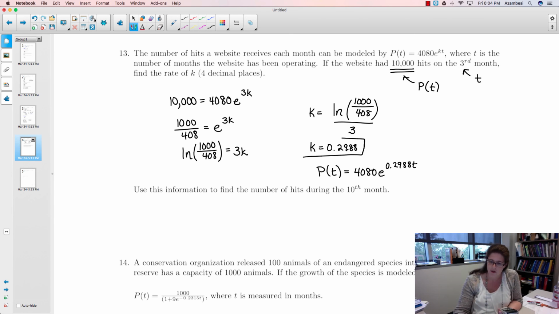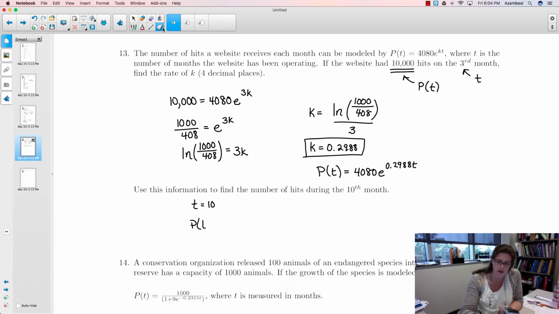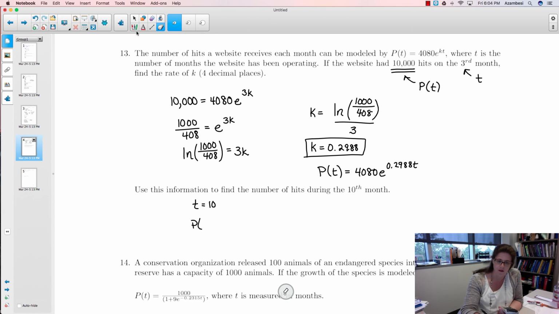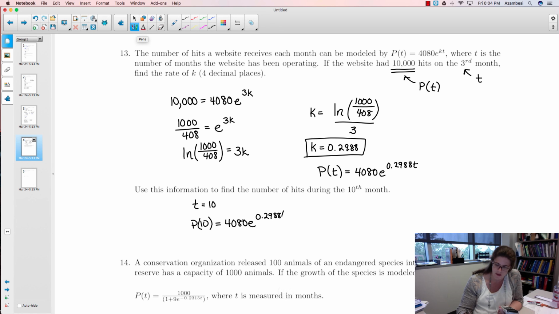Now the resulting function is important because I'm going to use it to answer part B. Use this information to find the number of hits during the 10th month. Well, that's for t is equal to 10. And I can say the P of 10 is equal to 4,080 e to the 0.2988 times 10 power. And this particular one is just calculator work.